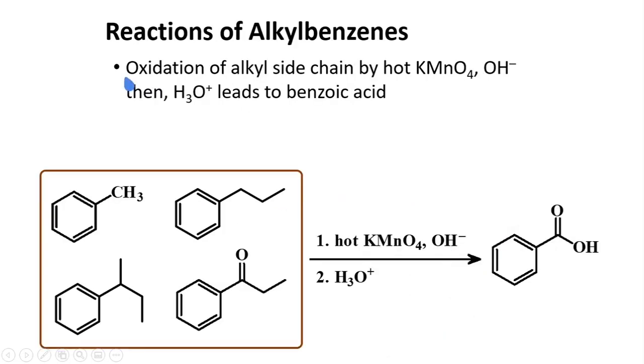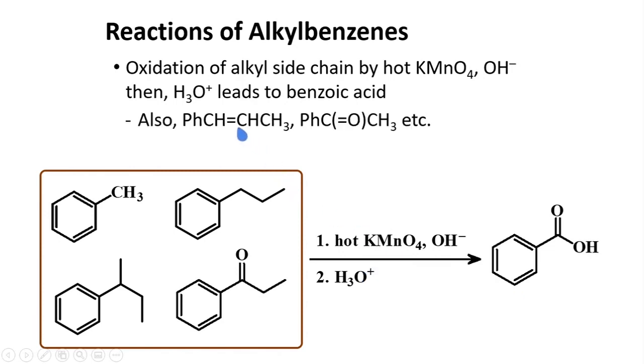Regarding alkyl benzenes, oxidation of the alkyl side chain by hot potassium permanganate in the presence of a base, and then an acid workup, leads to benzoic acid. It can occur with any alkyl side chain, be it methyl, propyl, isobutyl, or even the acyl type groups. In hot potassium permanganate and OH-, followed by acidification, all will produce benzoic acid. It will also work for this type of compound. And take note that t-butylbenzene does not react.